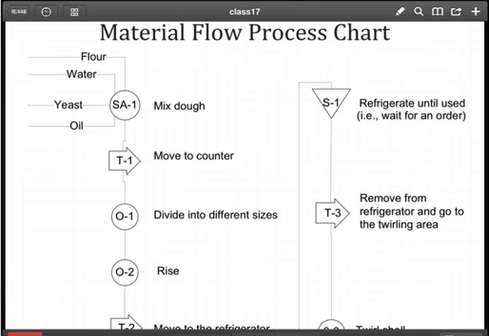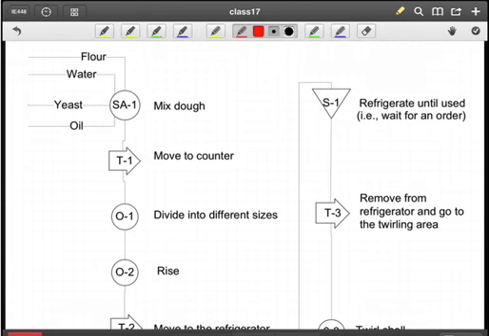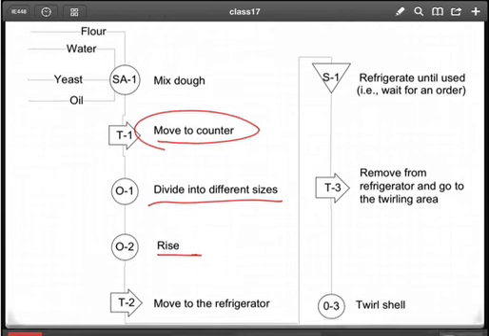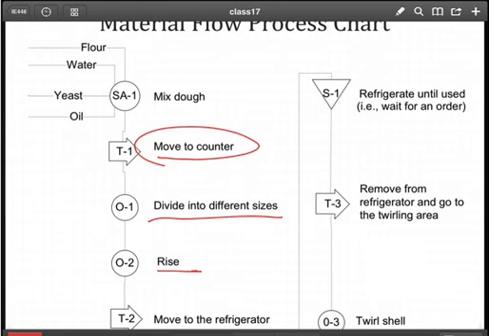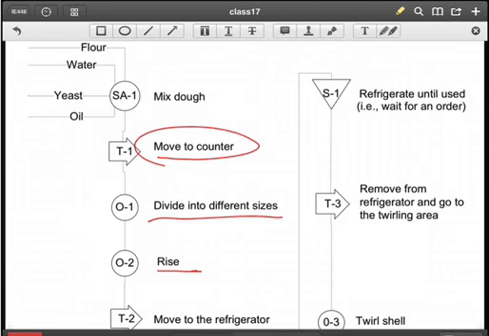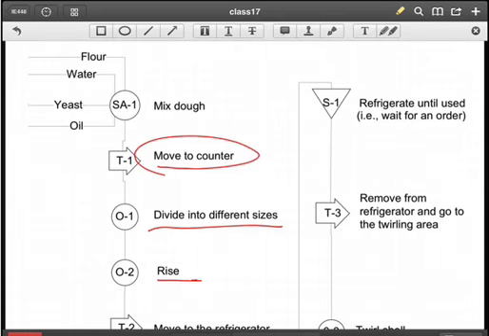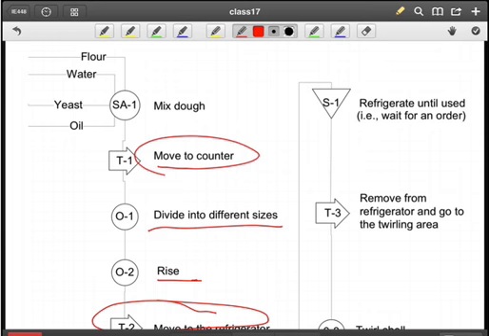Well, we could, after we go through the mixing operation, move to the counter, another workstation, where we divide it into different sizes and then let it rise. And now you see I've added a transfer operation where we move that material in its current state to the refrigerator. The goal there is to prevent changes in the material property. So I transfer it to the refrigerator where it is stored.